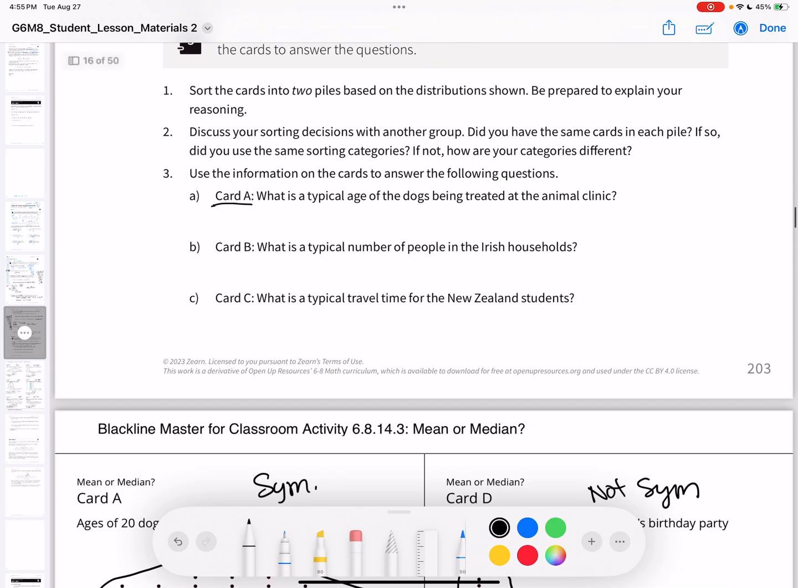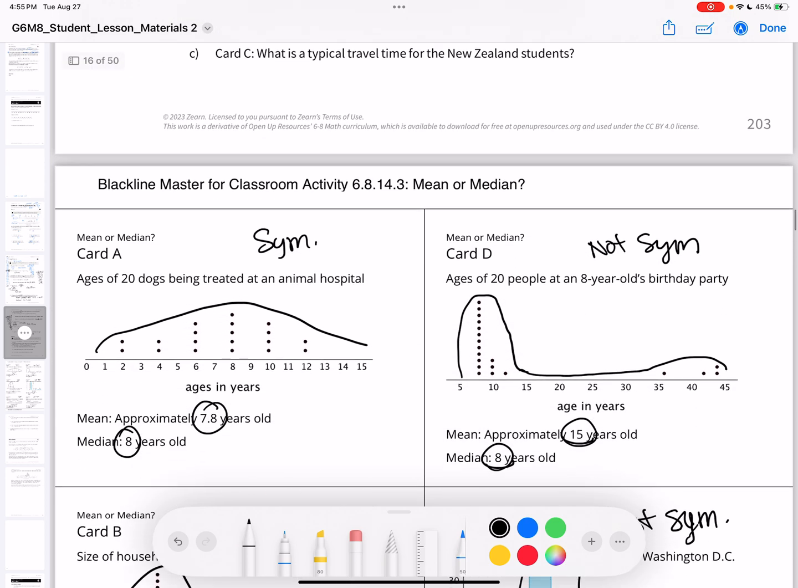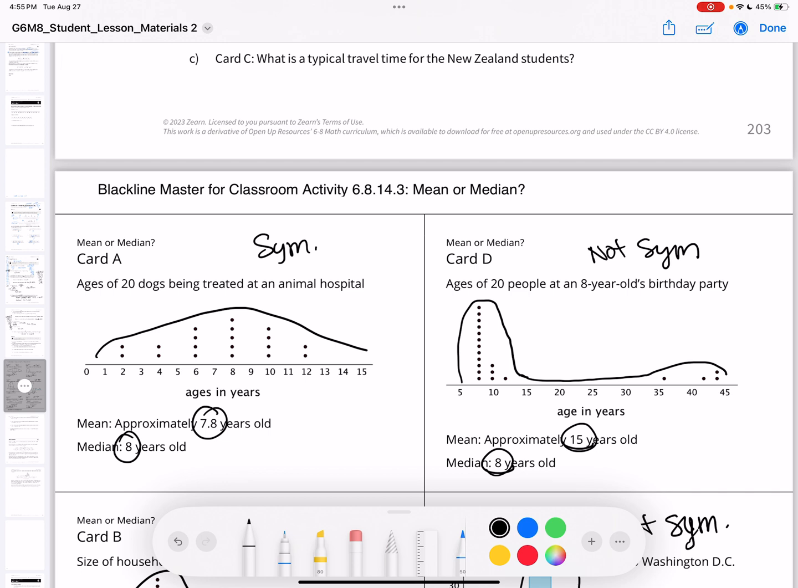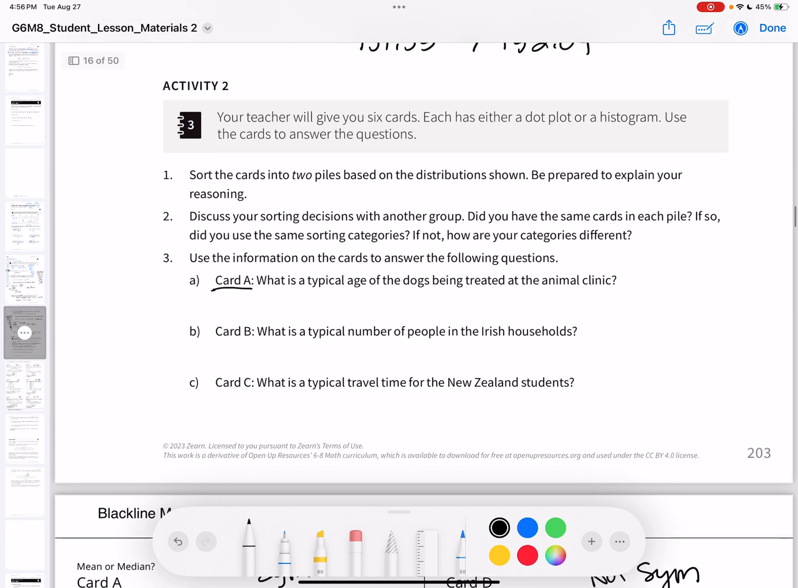Card A. What is the typical age of the dogs being treated at the clinic? So, the typical age of the dogs being treated is about 8 years old, right? Would you agree? Because the median is 8. The median is 8, and the mean is 7.8. So I would say that it's 8 years old, right?